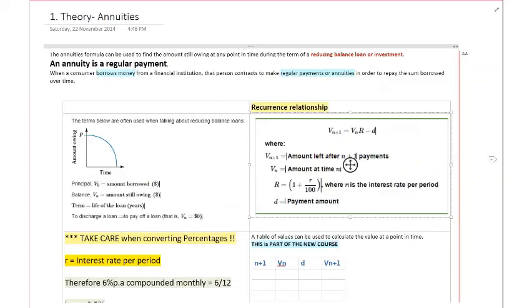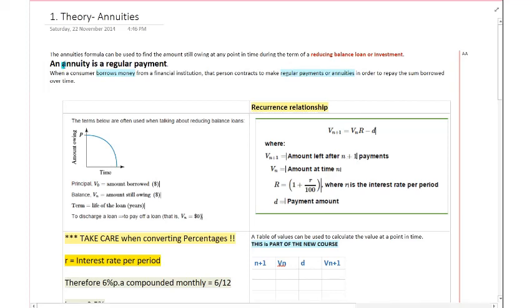So basically, we use something called the annuities formula, and that can be used to find the amount still owing at any point during the time of a reducing balance loan or investment. Take note, an annuity is a regular payment, okay?